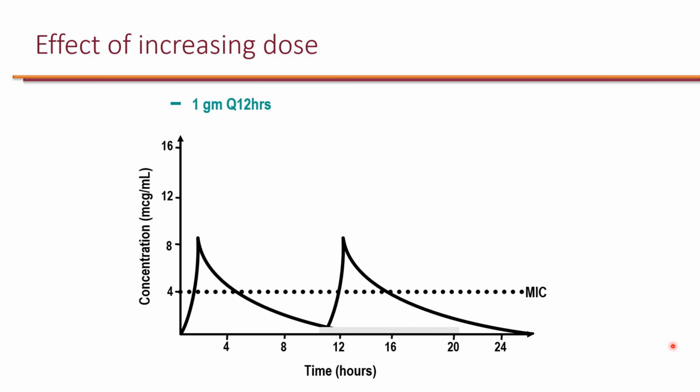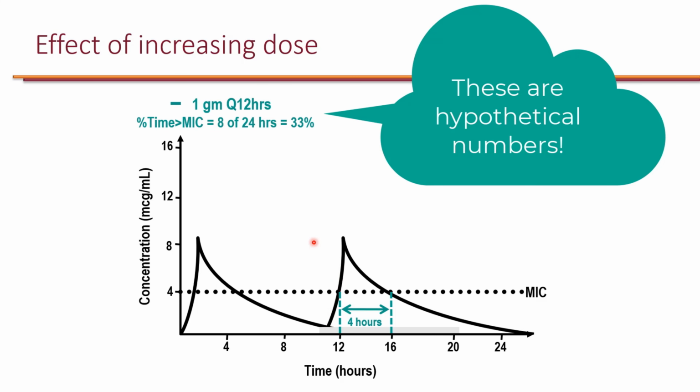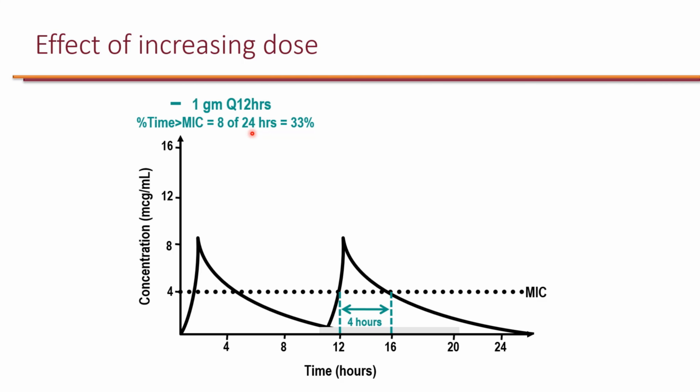Now let's take a look at pharmacodynamics of beta-lactams. Let's use cefepime as an example. So let's say you're infusing cefepime 1 gram every 12 hours. So you give this twice a day. And what happens is that every time we give a dose, the amount of time that the concentration goes above MIC is about 4 hours. So over a 24-hour period, you have 4 hours here and 4 hours here. So overall, you have 8 hours out of 24. So the time above MIC for 1 gram Q12 hours of cefepime is about 33%.